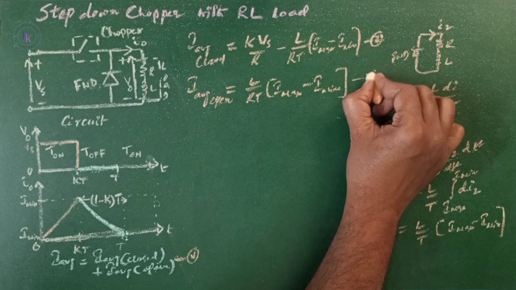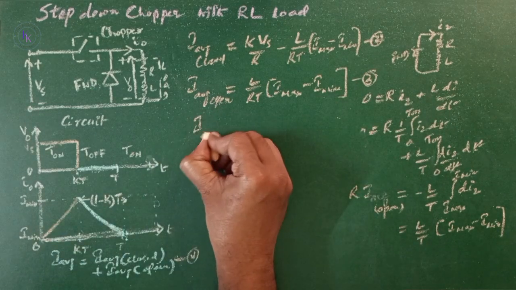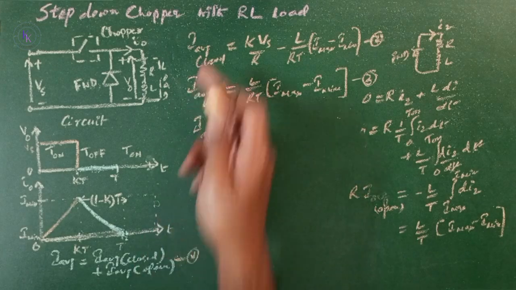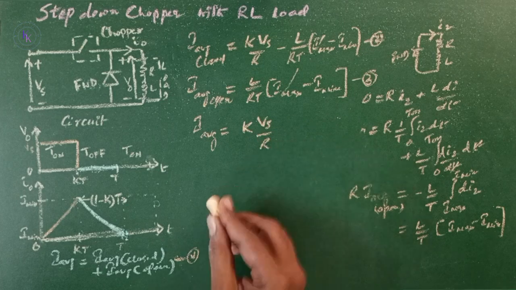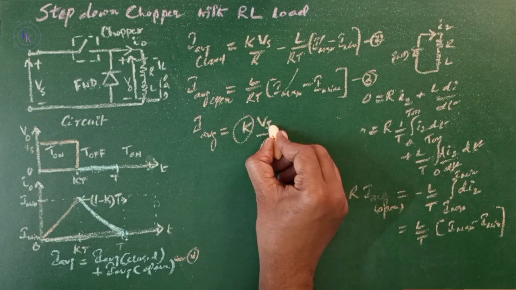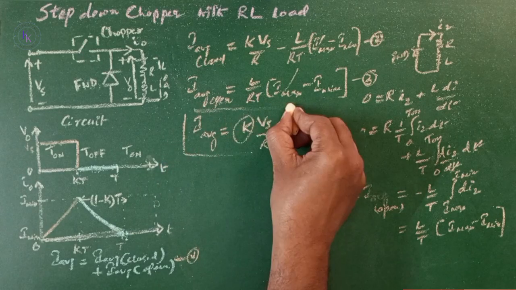This is equation number 3. Then from equation number 1, I average is given by adding these two, then we'll be getting K Vs by R. This is nothing but duty cycle multiplied by the source voltage divided by the resistance. This is the average current.